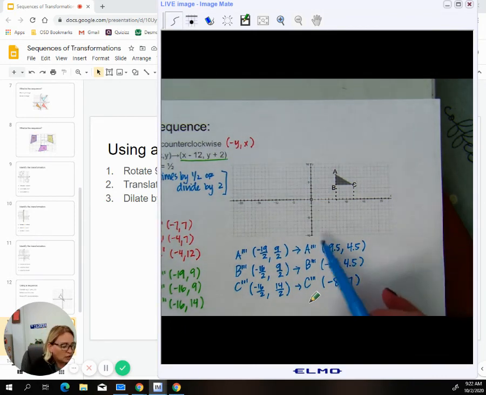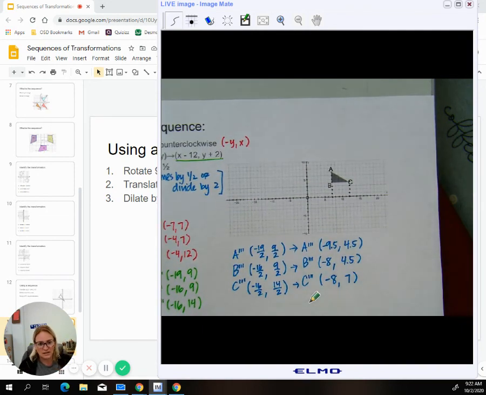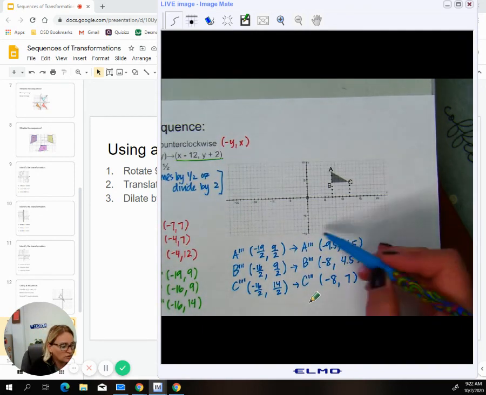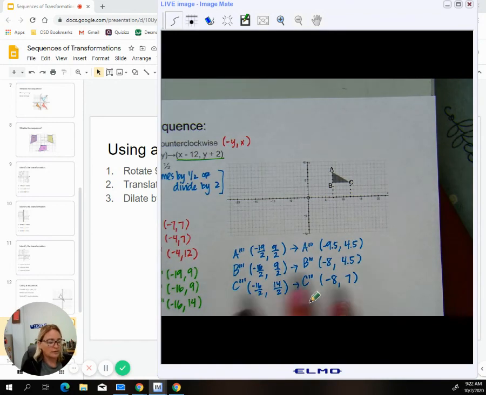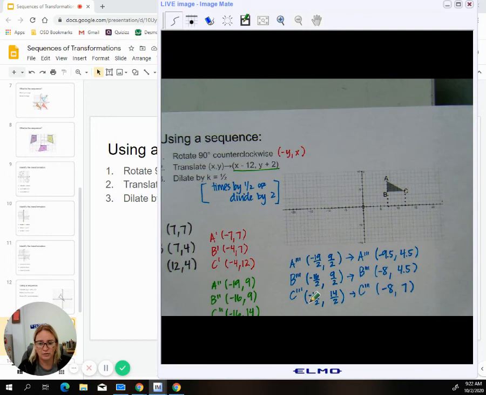So this would be your new triangle if you were going to graph it. We don't need to take time to graph it, but this is your solution for this sequence that starts here and goes through all of those steps.